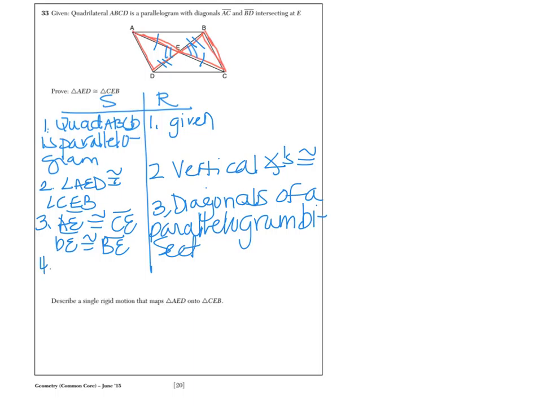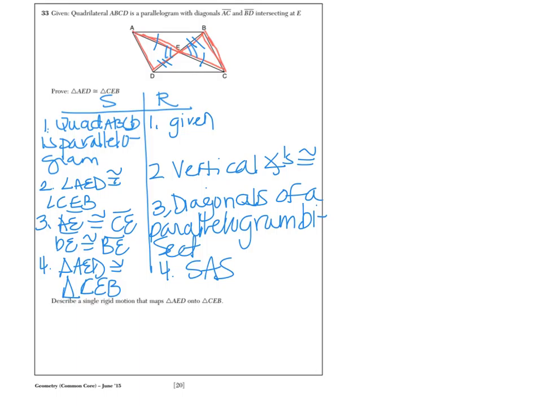Okay, then we have step 4, which is that the triangles are congruent by side angle side. So triangle AED is congruent to triangle CEB, and ultimately that is the proof. The reason as to why is side angle side.